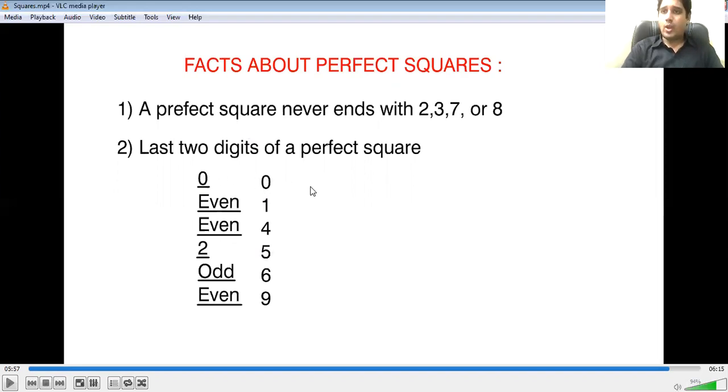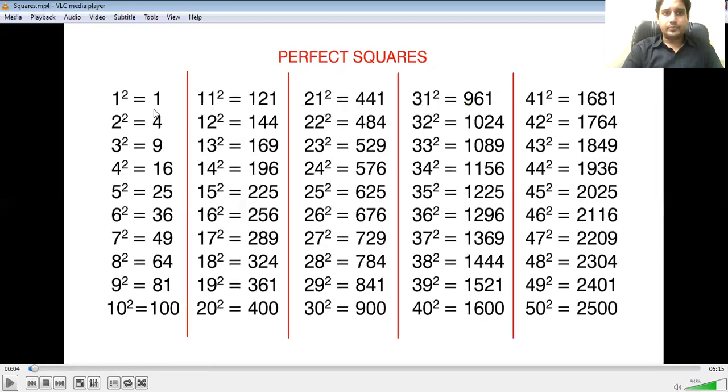Now, what happens when the square of a number ends with 1? It is always preceded by an even digit. Say, for example, look here. 9 squared is 81, and before the 1 is 8, which is an even digit. 121, before 1 we have 2, again an even digit. 361, the square of 19, 1 is preceded by 6, again an even digit. 841, 1 preceded by 4. 2401, 1 preceded by 0. So 1 is always preceded by any of 0, 2, 4, 6, 8, which are even digits.